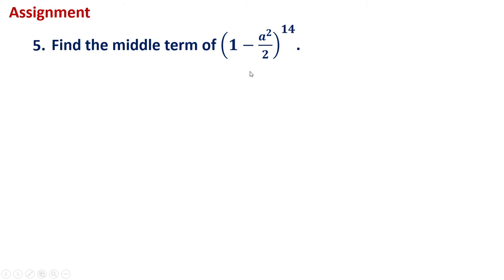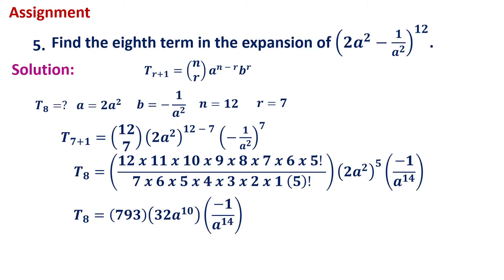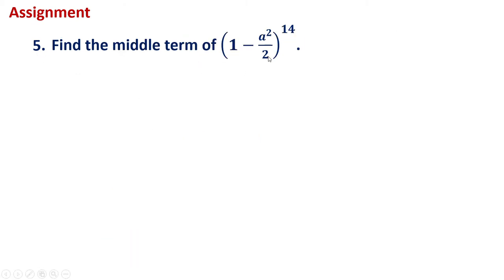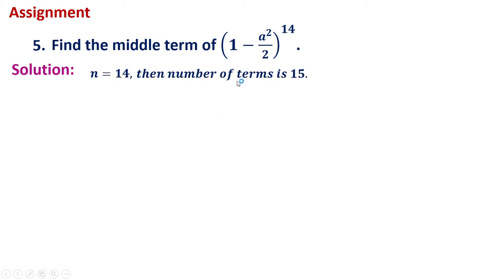And then, you're looking for the number 6. I made a mistake in the numbering, this will be number 6. So find the middle term of (1 minus a squared over 2) raised to 14. So, n is 14, then the number of terms is 15.